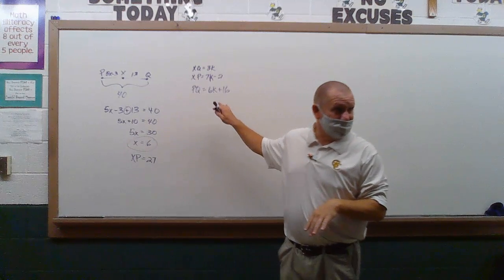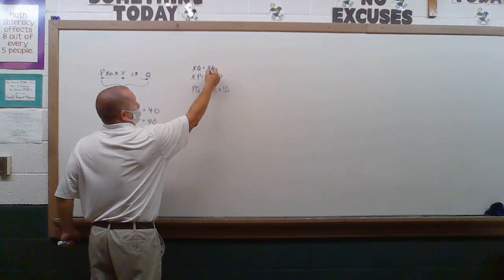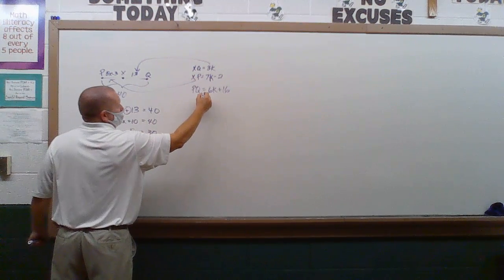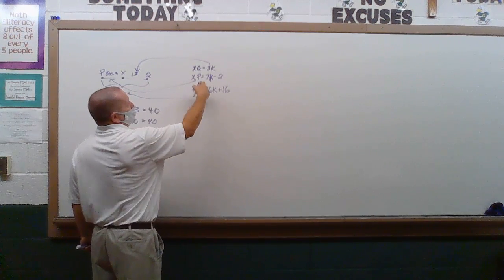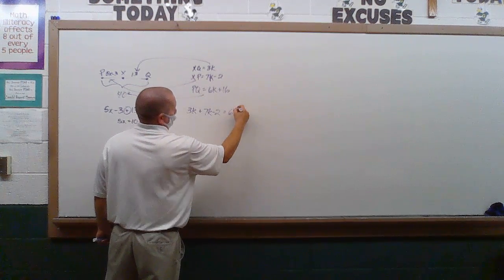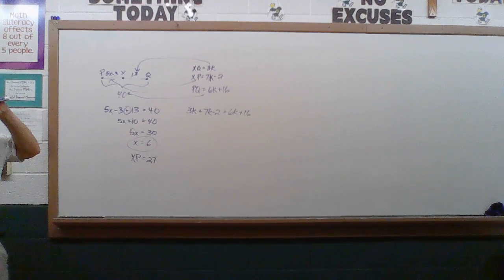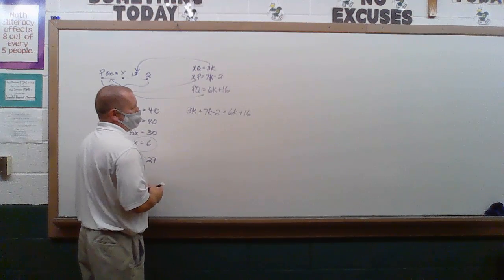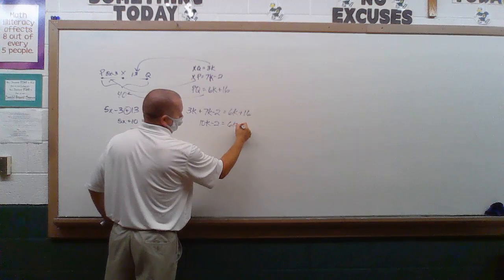You want to see the math? So, 3K, again, that's that, and this is the whole thing, basically, right? So, 3K plus 7K minus 2 equals 6K plus 16. Everybody agree? Combine K's on the left-hand side first. If they're on the same side, what do I do to them? I add them. 10K minus 2 equals 6K plus 16.